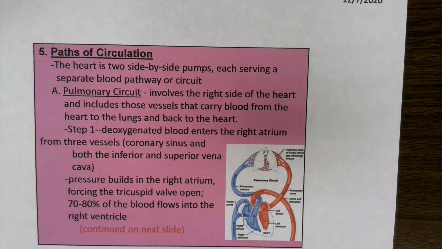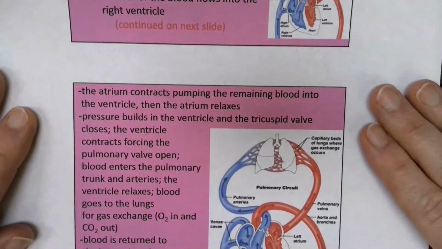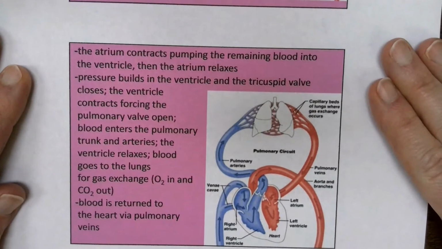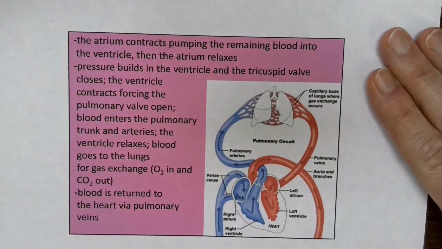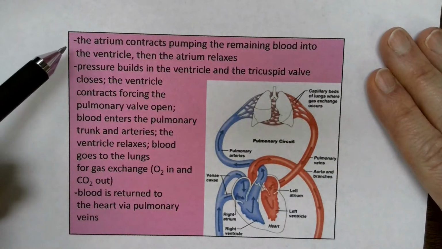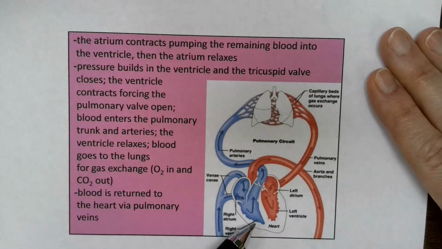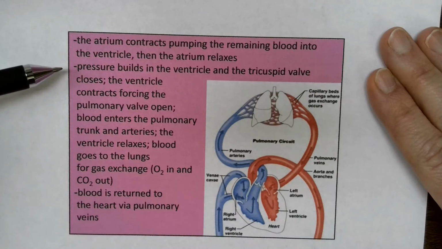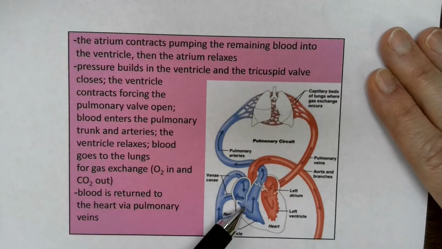From the right ventricle, okay, well, I should say the first thing that has to happen is that then the atrium is going to contract. Okay, the right atrium is, because remember, the majority of the blood's down in there. The right atrium is going to contract, and that's going to pump the remaining blood into the ventricle. Then the atrium is going to relax. Right, once all that blood's in the ventricle, the pressure is going to build in the ventricle, right? And as that pressure builds, that's going to close the tricuspid valve.